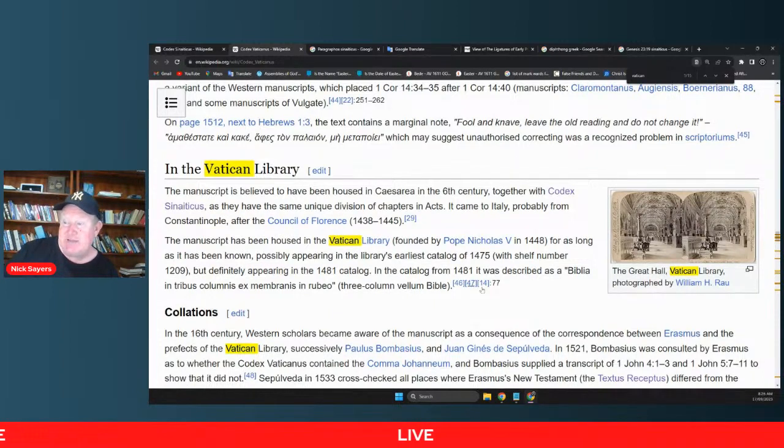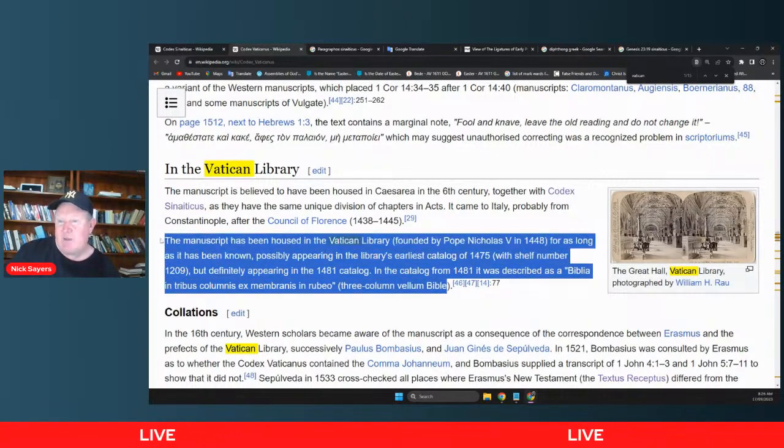The manuscript has been housed in the Vatican Library, founded by Pope Nicholas V in 1488, for as long as it has been known, possibly appearing in the library's earliest catalogue of 1475 with a shelf number of 1209, but definitely appearing in the 1481. So around 1481, they were like, okay, we've got this manuscript. In the catalogue of 1481, it was described as a Biblia in tribus columnis ex membranis in rubeo, the three-columned vellum Bible.